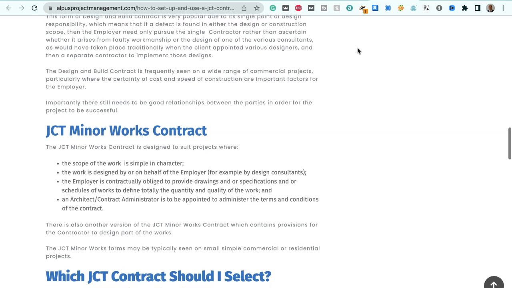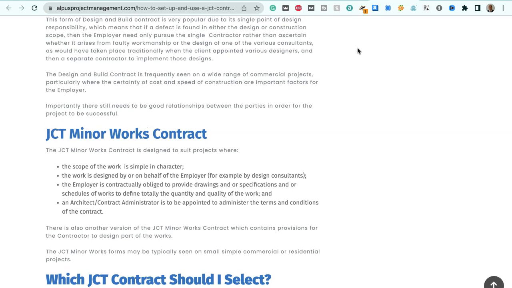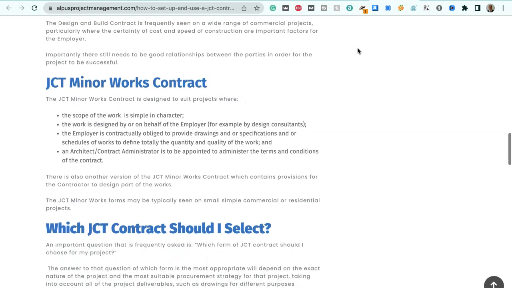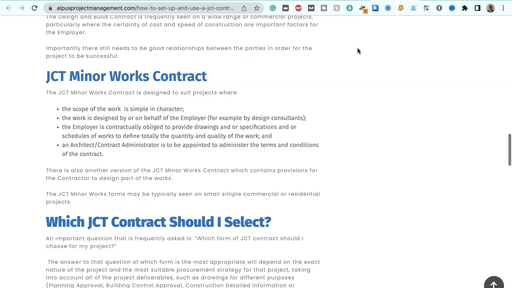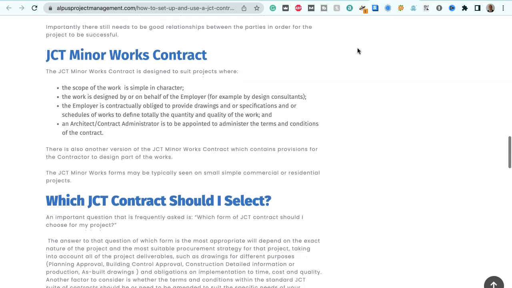This form of design and build contract is very popular due to its single point of design responsibility, which means that if a defect is found in either the design or construction scope, then the employer needs only pursue the single contractor rather than ascertain where the problem arises from faulty workmanship or design of one of various consultants, as would have taken place traditionally, where the client appointed various designers and then a separate contractor to implement those designs. So the design and build contract is frequently seen on a wide range of commercial projects, particularly where the certainty of cost and speed of construction are important factors for the employer.